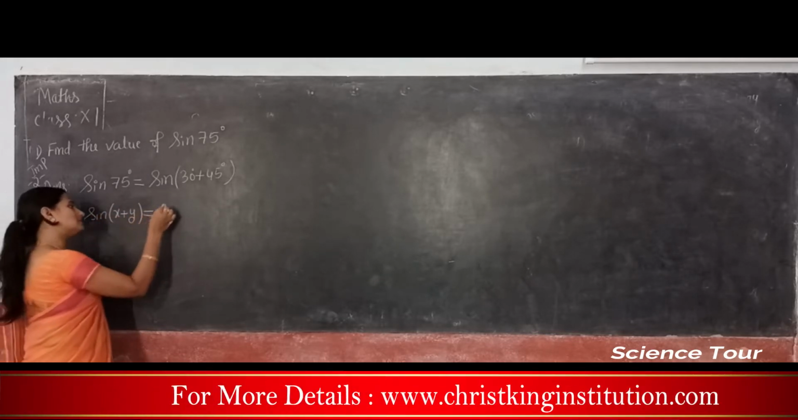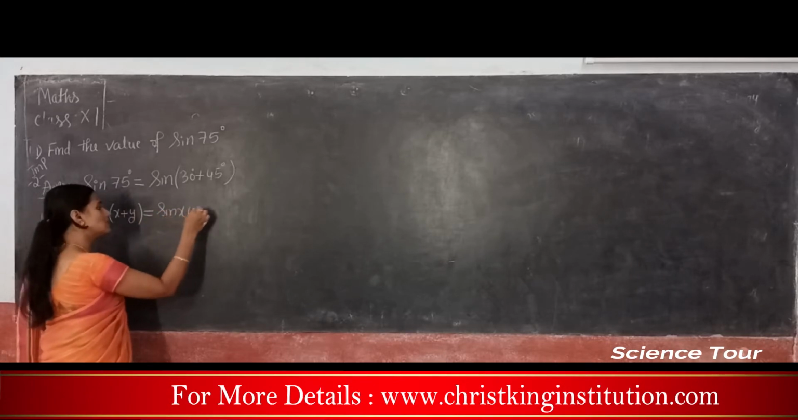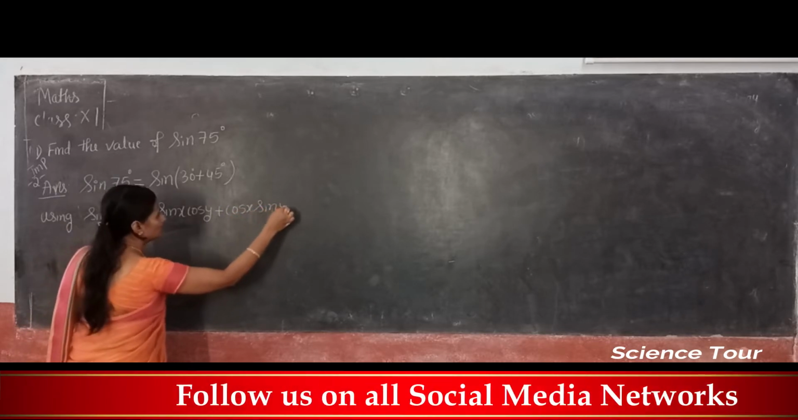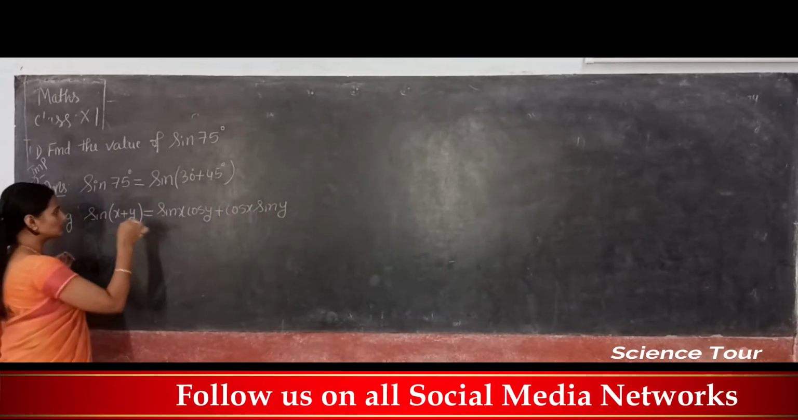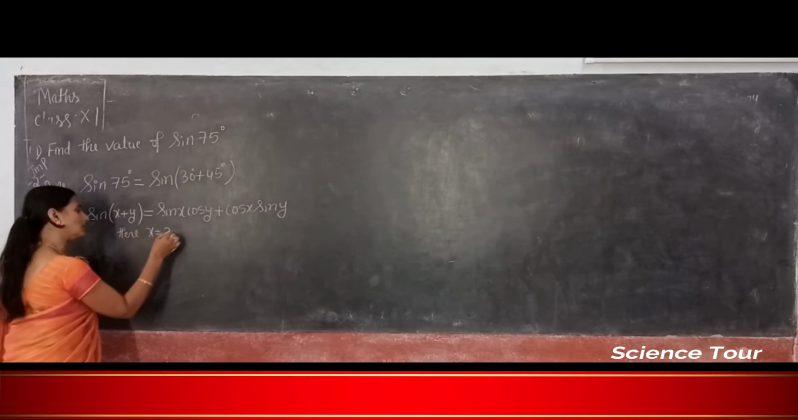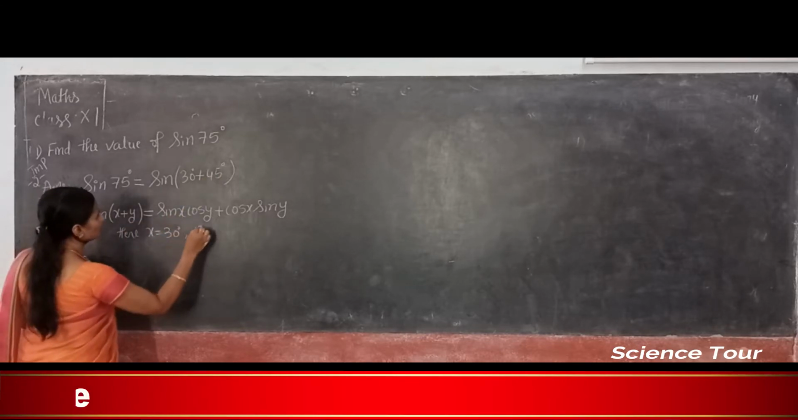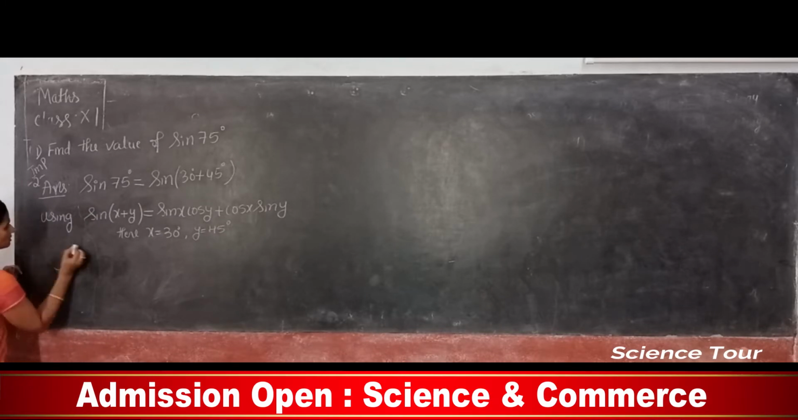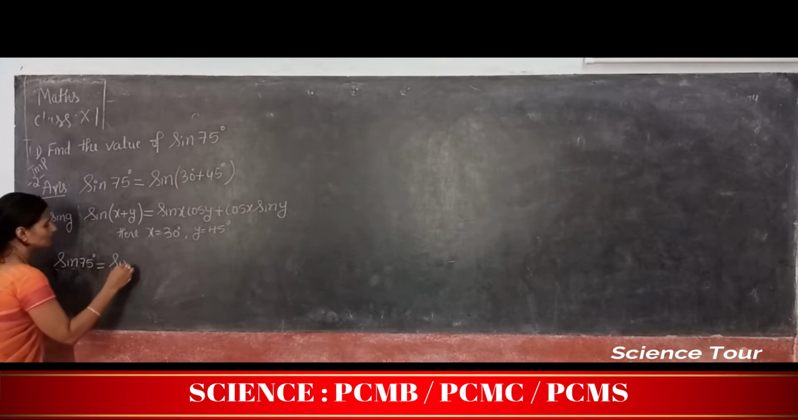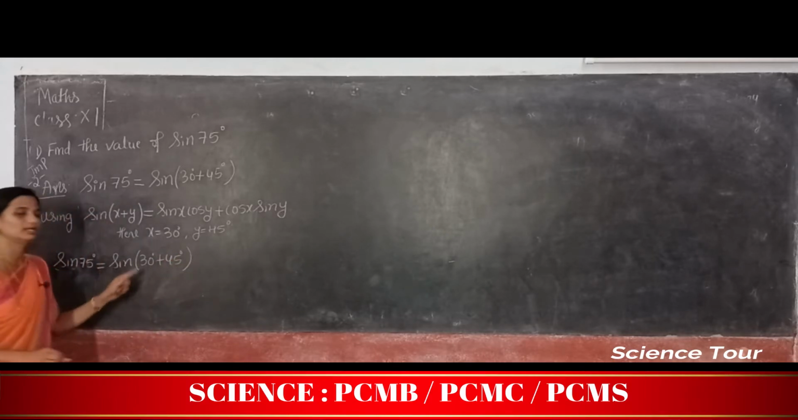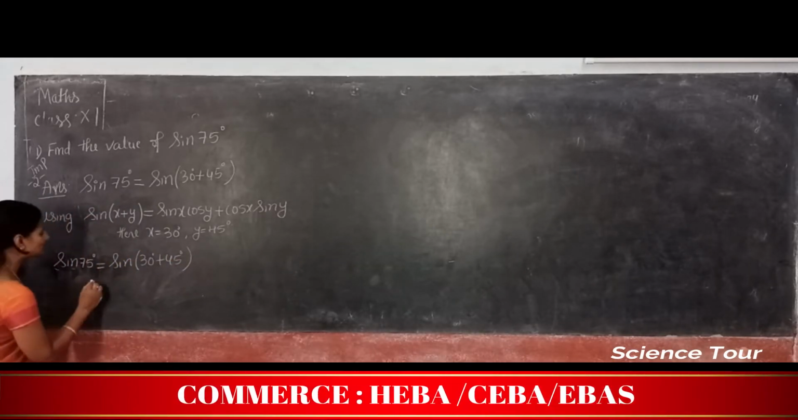Using the formula, sine x plus y. So sine x plus y is what? It is sine x cos y plus cos x sine y. This is your formula. Now what is your replacement? Here x is 30 degree and y is 45 degree. So now sine 75 degree is equal to sine 30 plus 45 degree, or you can write 45 plus 30.